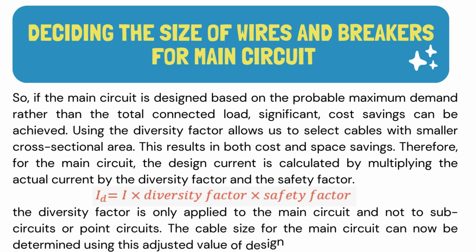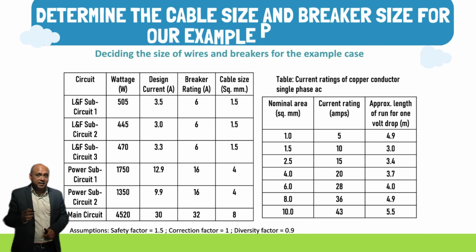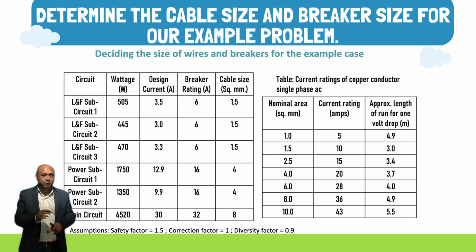Please note that the diversity factor is applied only to the main circuit and not to the sub-circuits or the point circuits. The cable size for the main circuit can now be determined using this adjusted value of design current. Now let's determine the cable size and breaker size for our example problem.